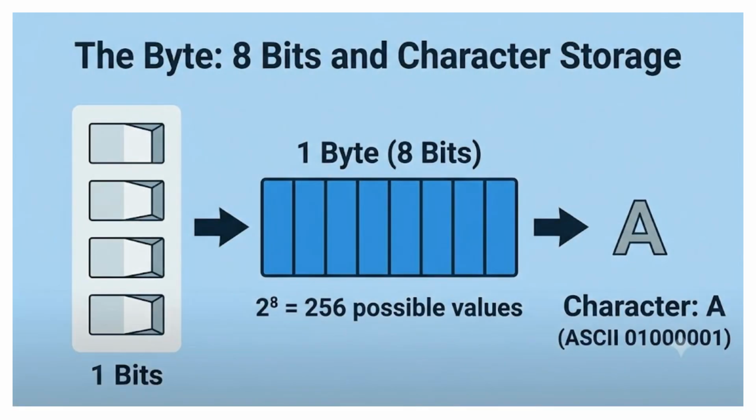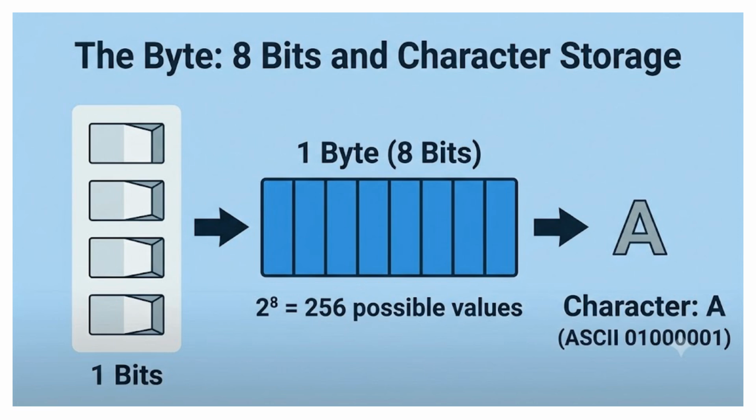Now let's move on to the byte. A byte is made up of 8 bits grouped together. Unlike a single bit or a nibble, a byte can represent much more information. With 8 bits, a byte can store 256 different values. This is because 2 raised to the power of 8 equals 256.